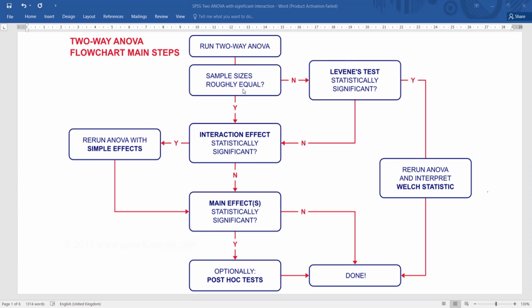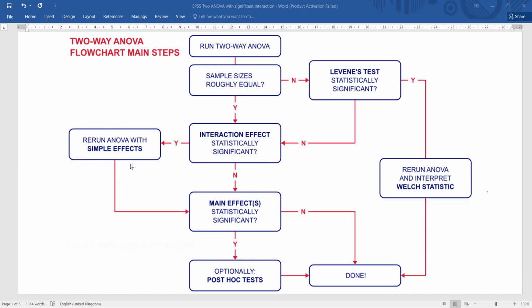If we have equal sample sizes, we check whether the interaction effect is significant. The very first hypothesis that we have to check in the ANOVA output is the interaction effect. If the interaction is significant, then go in this direction. If the interaction is insignificant, analyze the data by the two-way analysis. So if the interaction is significant, run ANOVA with simple effect.